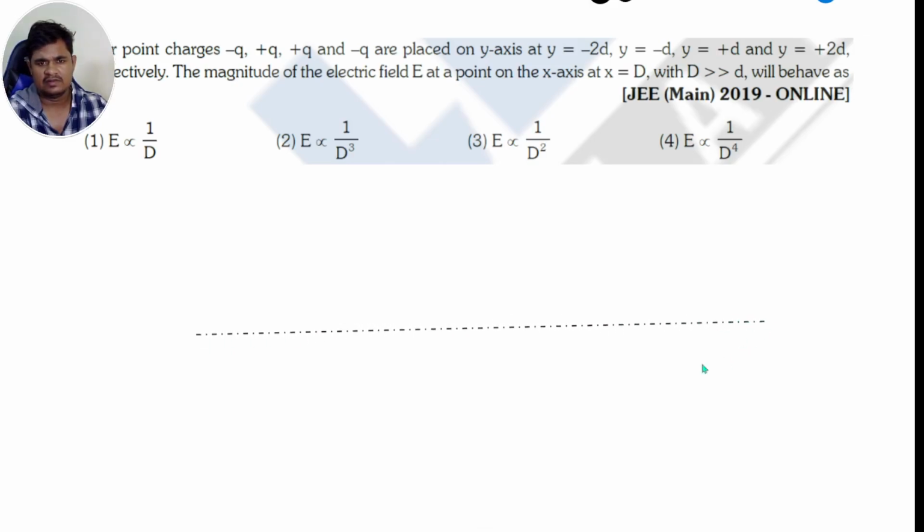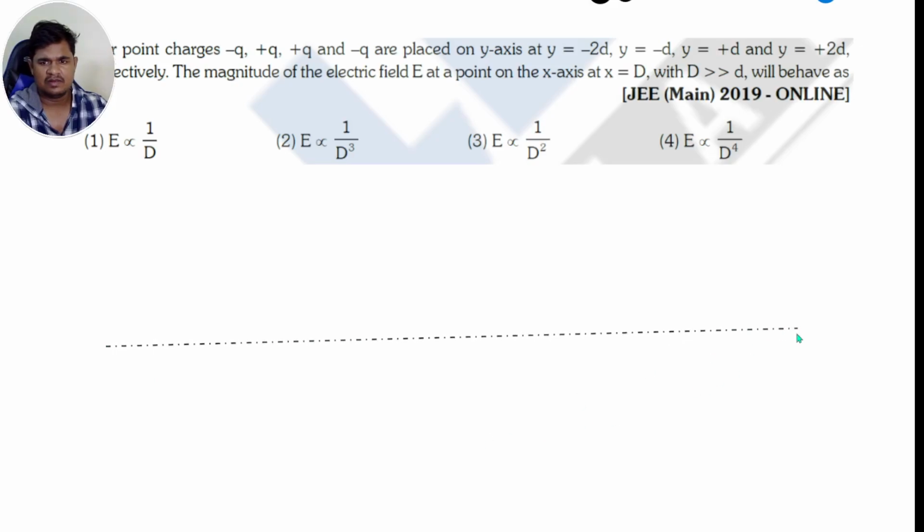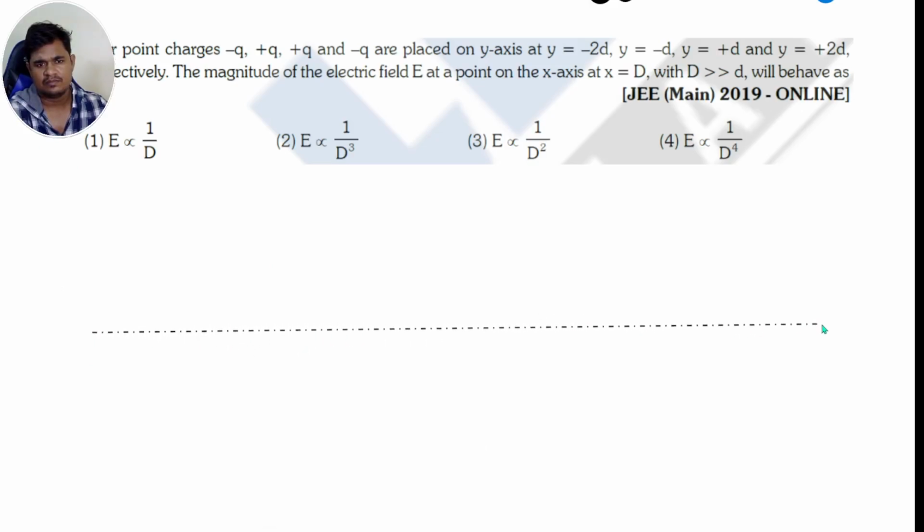So this is our x-axis. This is our x-axis here, and this is our y-axis, that is here. Then y equals minus 2d. So this is minus d and this is minus 2d, and this is y equals d here, and this is y equals 2d.